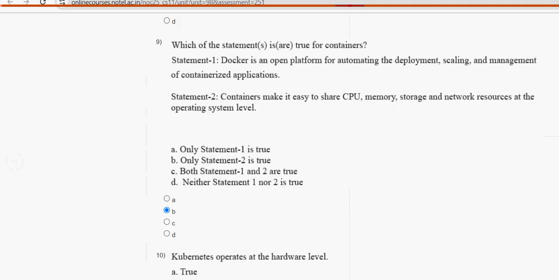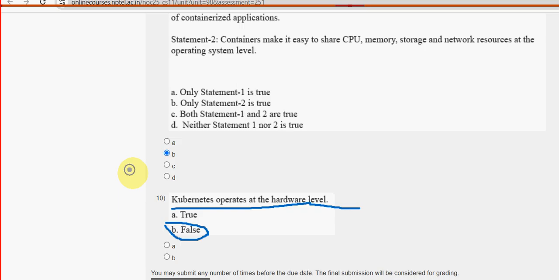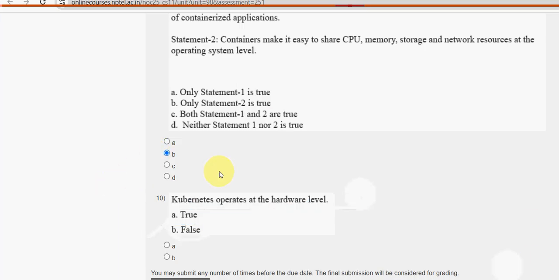Now let's see the last solution. For the 10th and final question, the question is: Kubernetes operates at the hardware level. For the 10th and final question, option B, false. It operates at the container level, not the hardware level. So mark option B, false, as the probable solution for the 10th and final question.